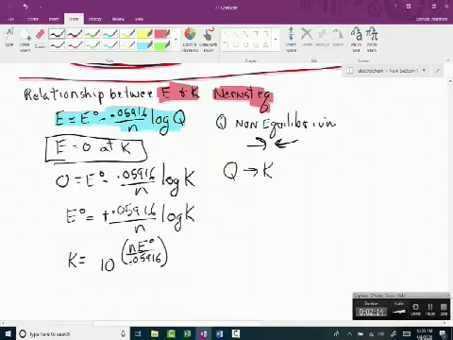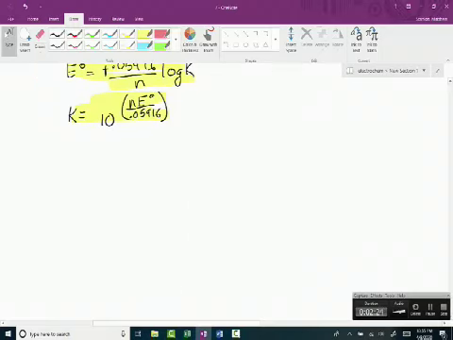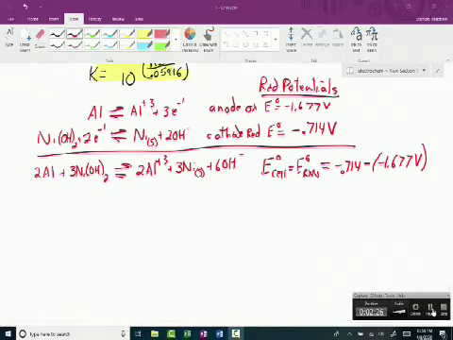I'll do a reaction next, and we'll see how this works. This is the equation, but you can get at it if you know the Nernst equation. All right. So here you have it.